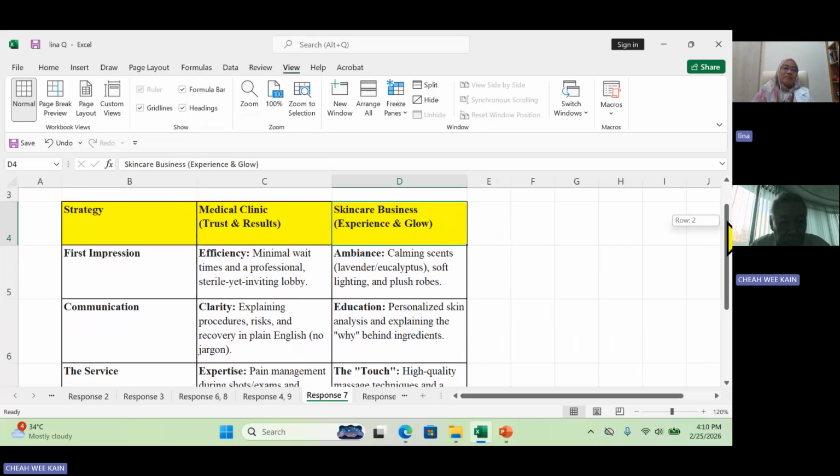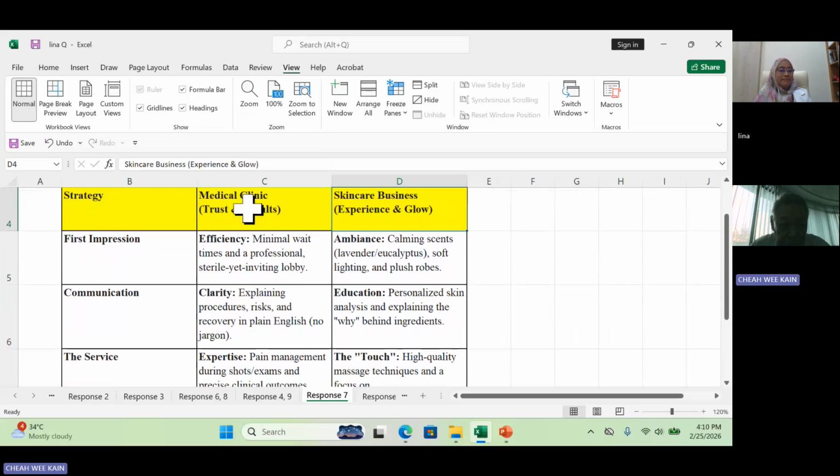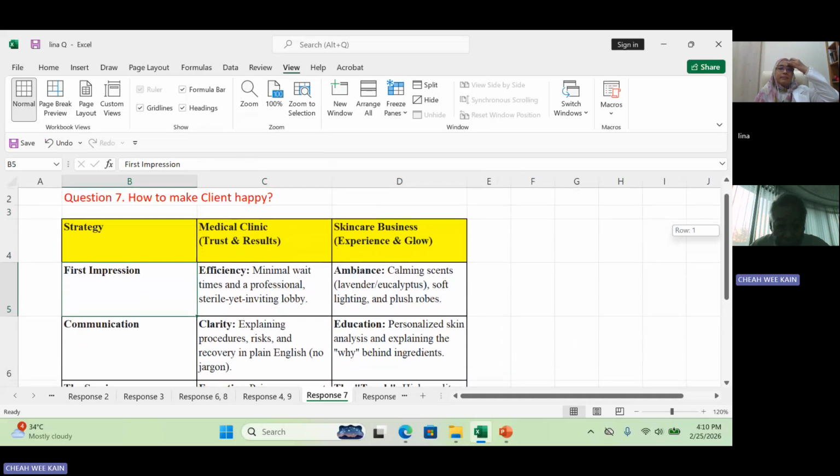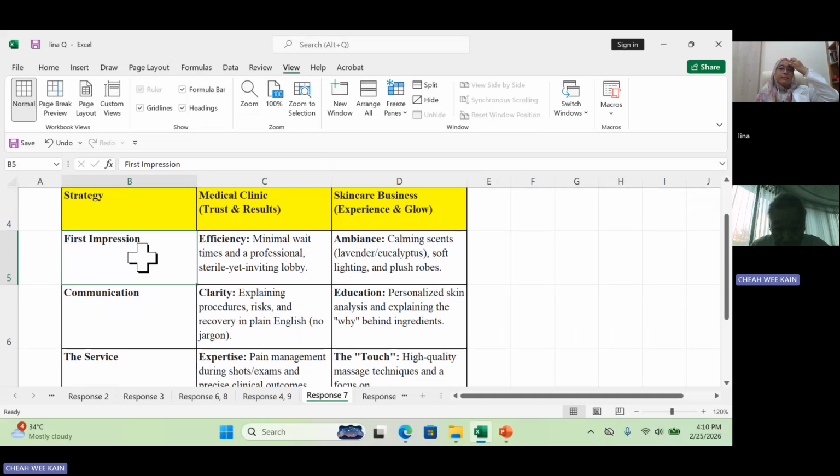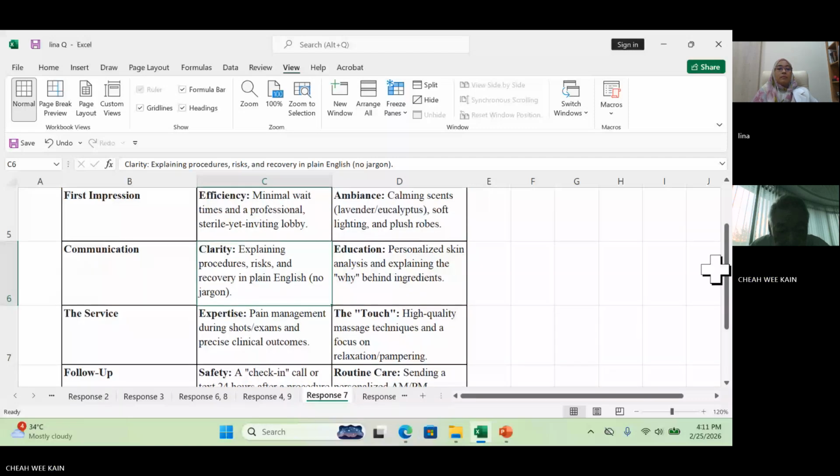Okay. So we'll look at this one first. Under medical, first impression. Now, the question is how to make your customer happy. First thing is the first impression. Clinic, minimal wait, professional, sterile yet inviting lobby. Okay? For communication, under medical, explaining procedure, risk, and recovery in plain English. No jargon. The service, expertise, pain management during short exam, and also precise clinical outcome. You need to explain the service.